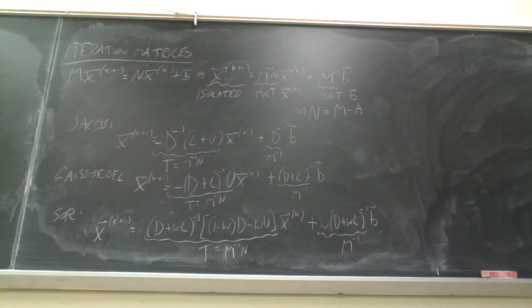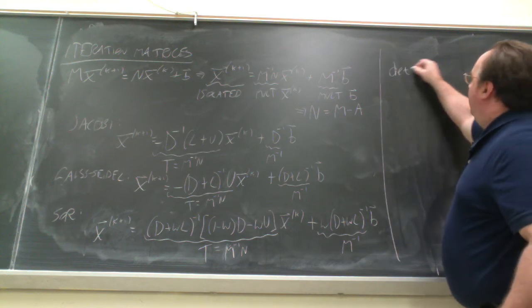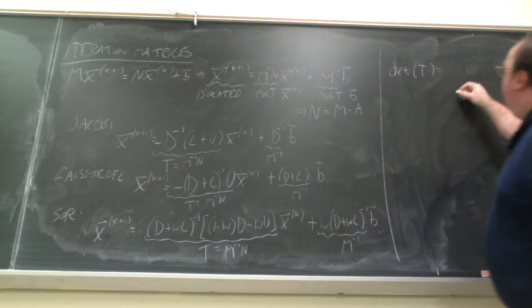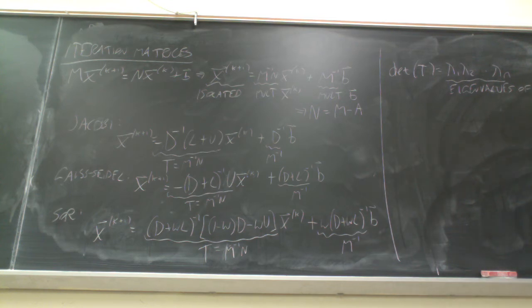Now, getting the eigenvalues of a matrix like that is not an easy thing to do, and I'm not going to do that. What we can do, however, is take the determinant of that matrix without too much trouble. So the determinant of T is equal to the product of all the eigenvalues, assuming everything here is n by n. And we want all of those to be less than 1 in absolute value.